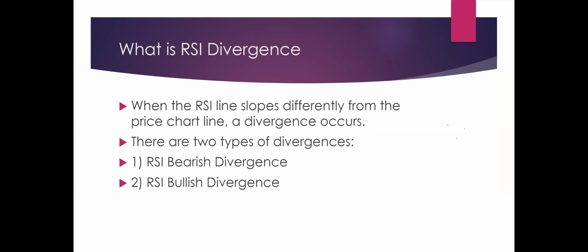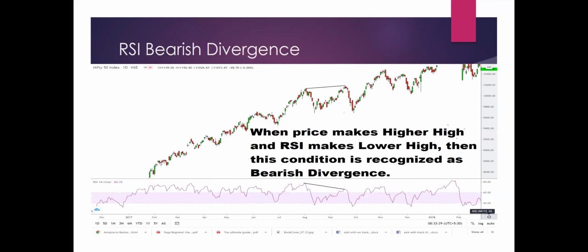However, in this webinar, we will be discussing only RSI divergences, and I will also tell you how these divergences are not very effective to use. Basically, RSI has two types of divergences. This is the traditional definition: RSI bearish divergence and RSI bullish divergence.